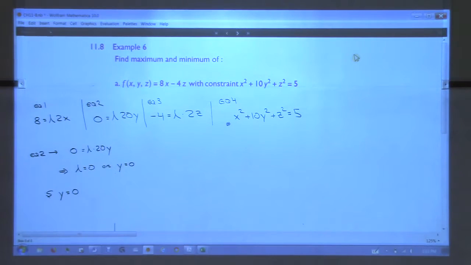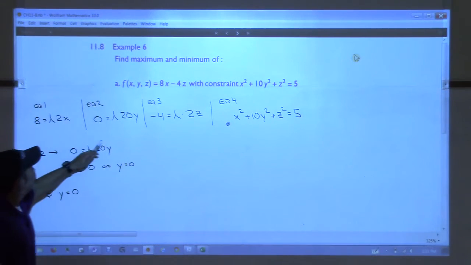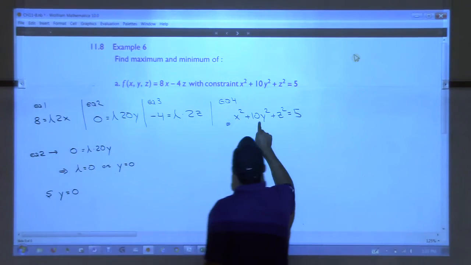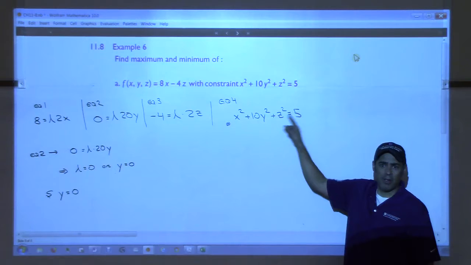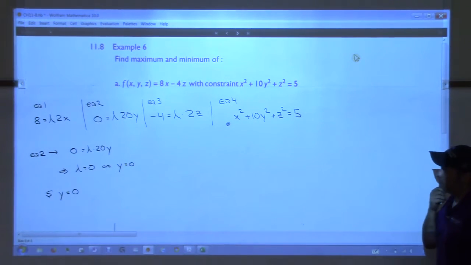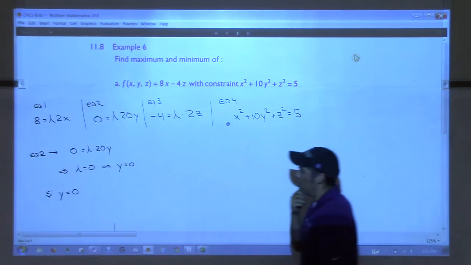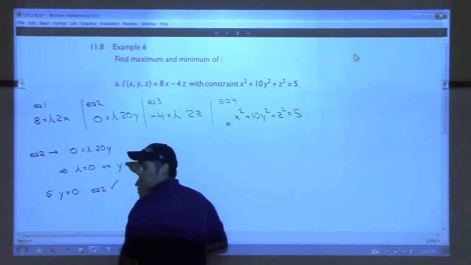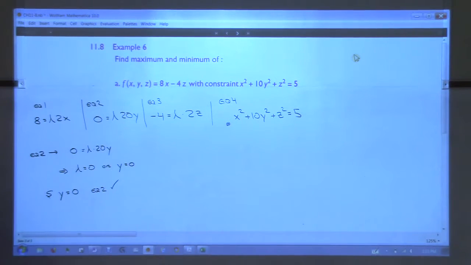So if y is 0, do we gain any other information? Y has nothing to do with this, right? This is what we're using. Y is not in here. If y is 0 here, we still have an equation with 2 unknowns, right? Well, suppose y is 0. So all I know by this is that equation 2 is a go. We've got to get equation 1, equation 3, and equation 4 to be satisfied now.